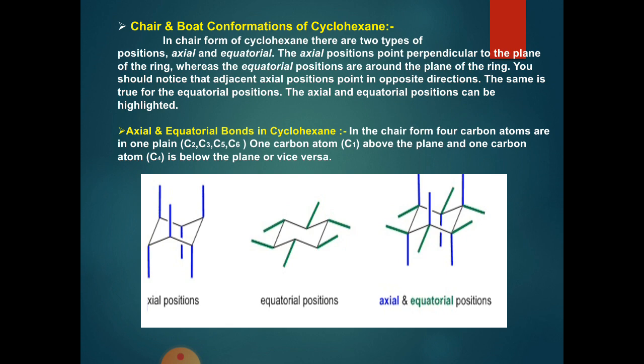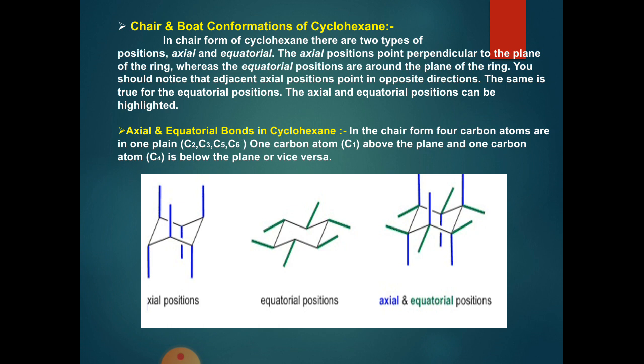Next point, chair and boat conformations of cyclohexane. In the chair form of cyclohexane, there are two types of positions, that is axial and equatorial. The axial positions point perpendicular to the plane of the ring, whereas the equatorial positions are around the plane of the ring. You should notice that adjacent axial positions point in opposite directions. The same is true for the equatorial positions. The axial and equatorial positions can be highlighted.